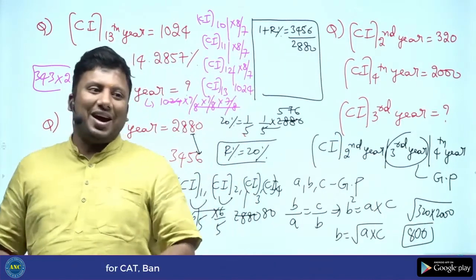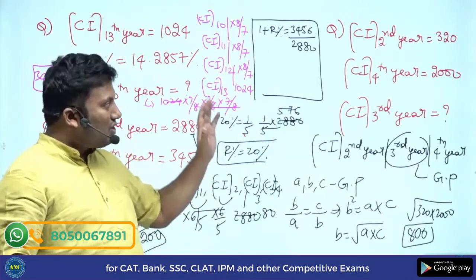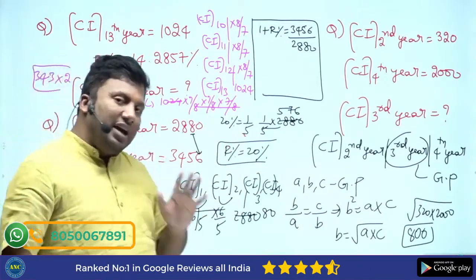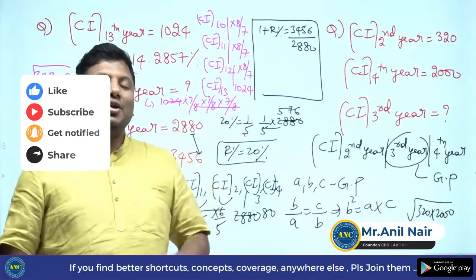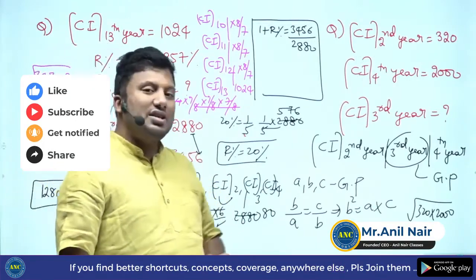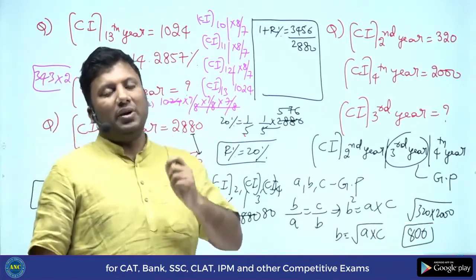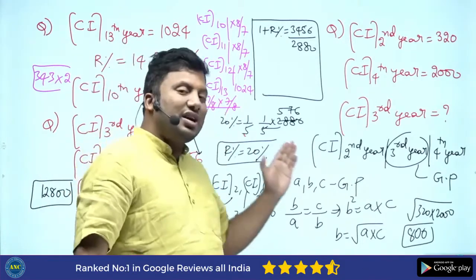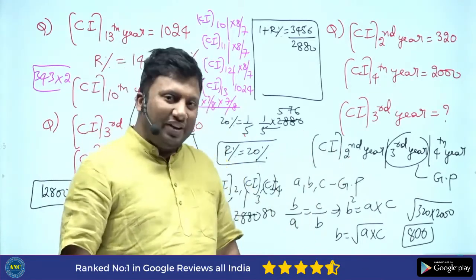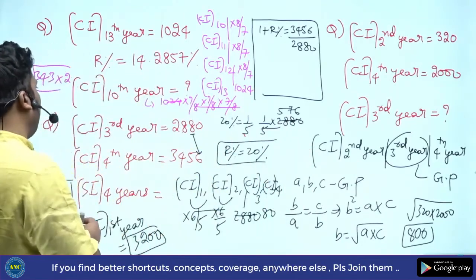I hope this concept is crystal clear to you. Do not fear if the questions are like this. They are very, very easy questions if your concepts are clear. What is the concept? CI for consecutive years are always in geometric progression. Amounts at the end of consecutive years are also in geometric progression.